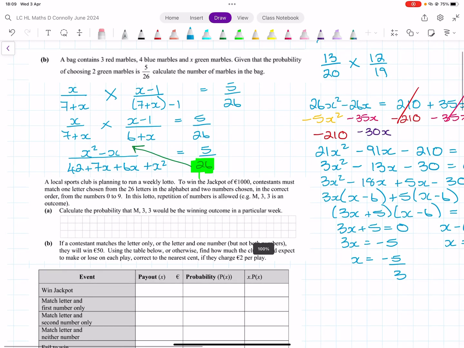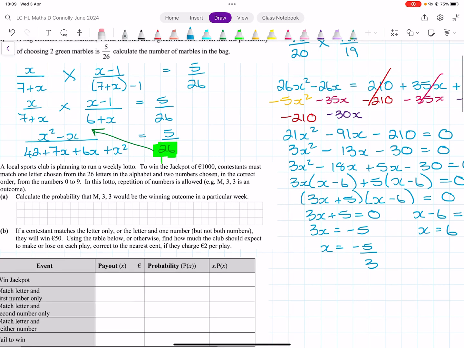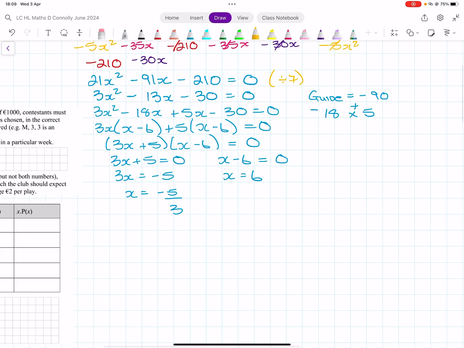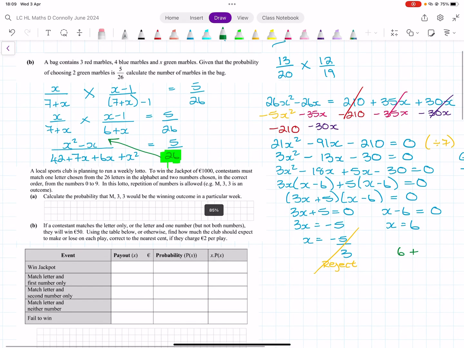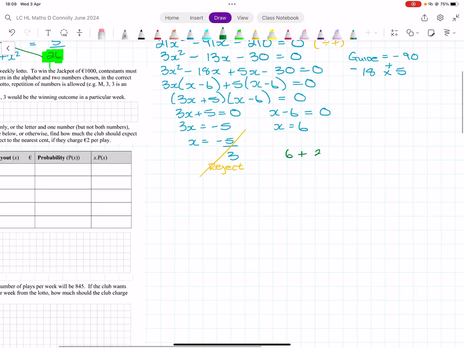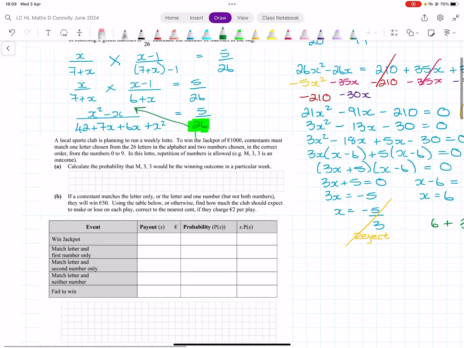Calculate the number of marbles in the bag. So we're obviously going to reject this one because it's negative. So there are 6 green plus 3 plus 4, so it's 13 marbles in total in the bag. Okay, that's that one.